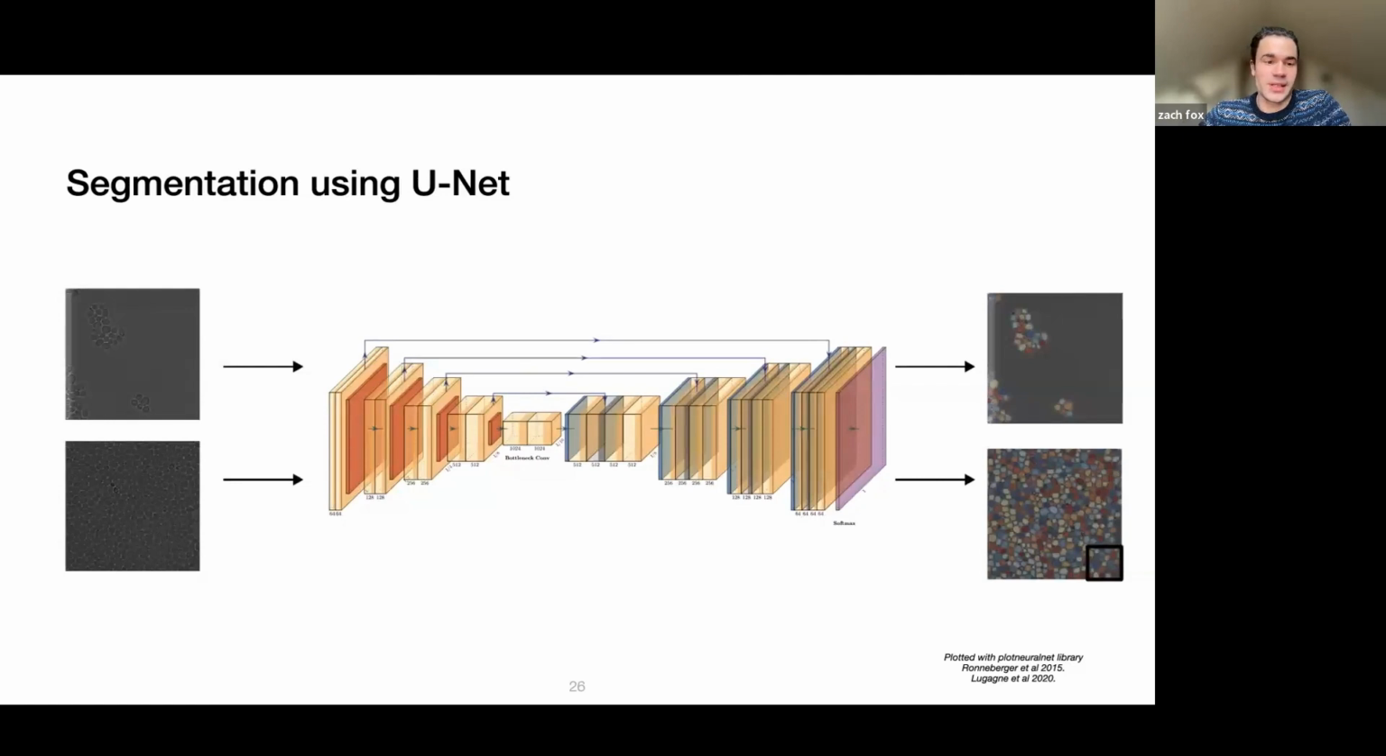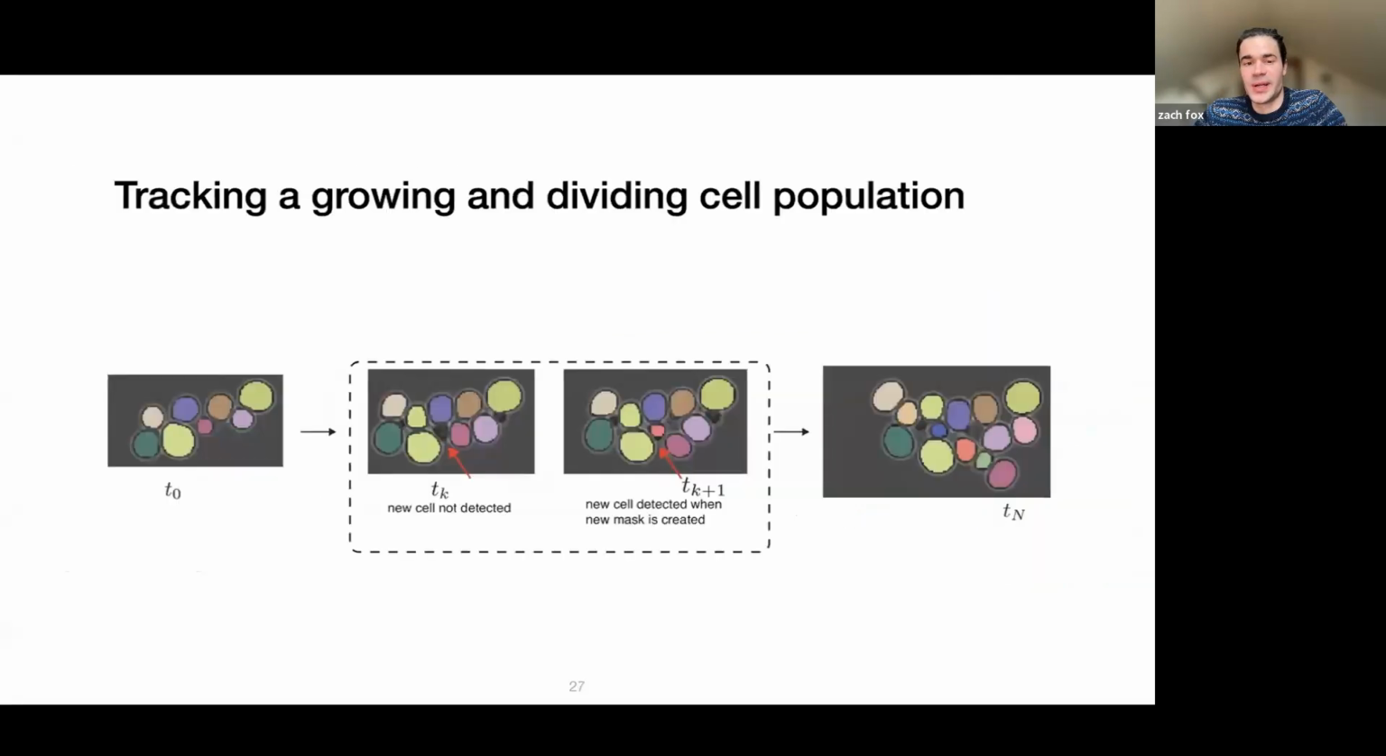to segment yeast cells. And so you can see importantly that this can work for both dense and for sparse fields of cells, and so we wanted to quantify how well we can segment and track the population of cells as it grows and divides under the microscope.